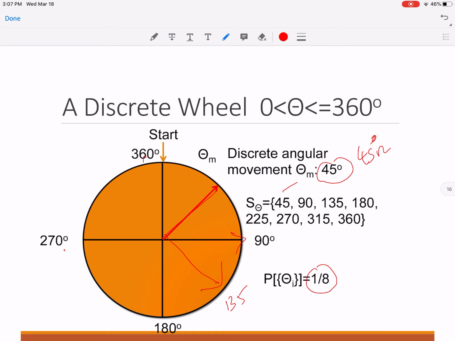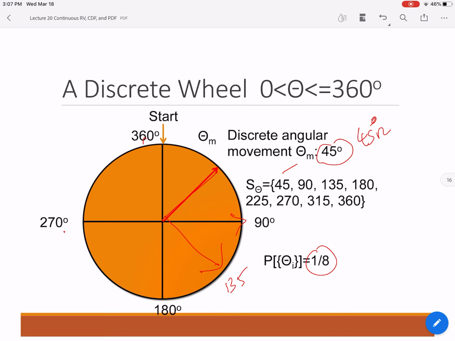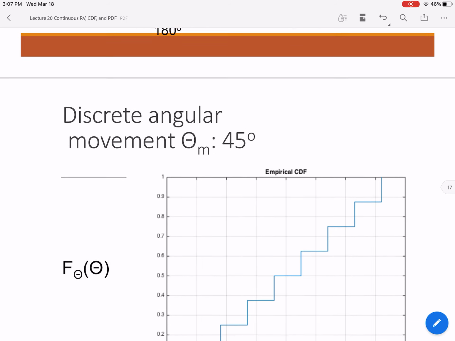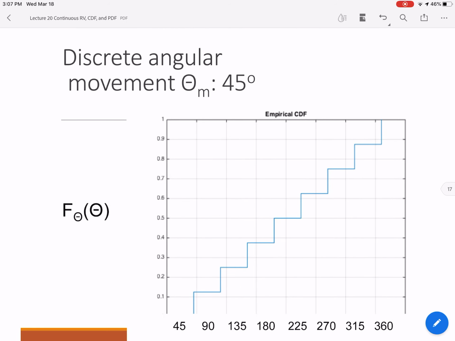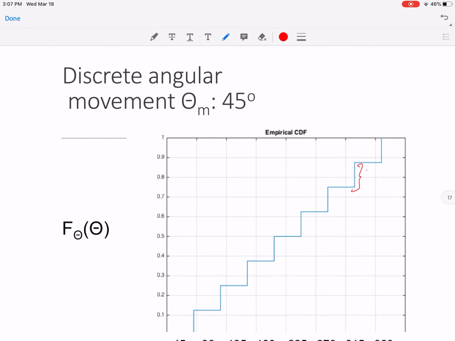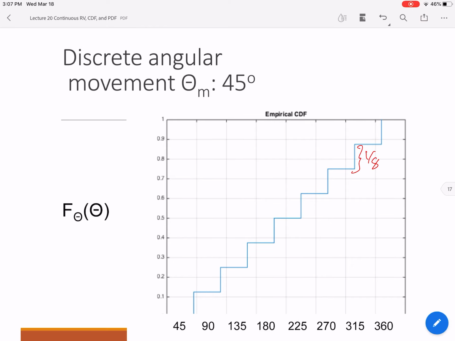Now, let's draw the CDF for this example. The CDF now is going to take this shape. Notice the difference from the previous one. The number of steps has increased, and the size of each step has decreased from the previous example. Specifically, the size of each step is 1/8. So as you allow the pointer to take on more angles, the size of the step keeps on decreasing.